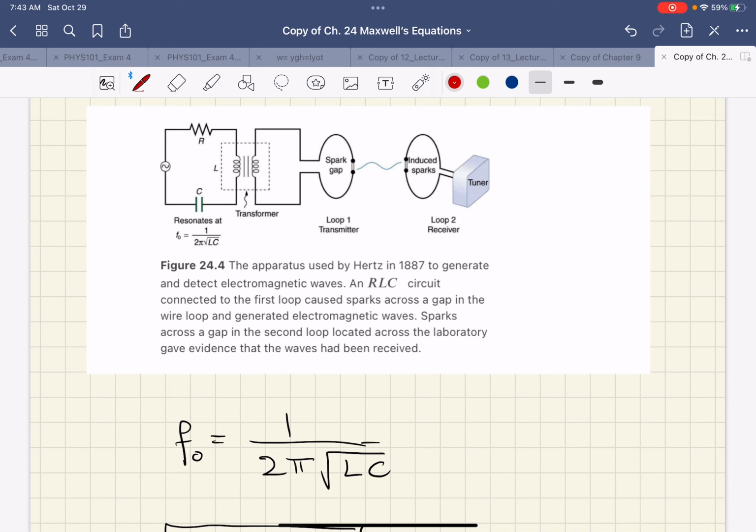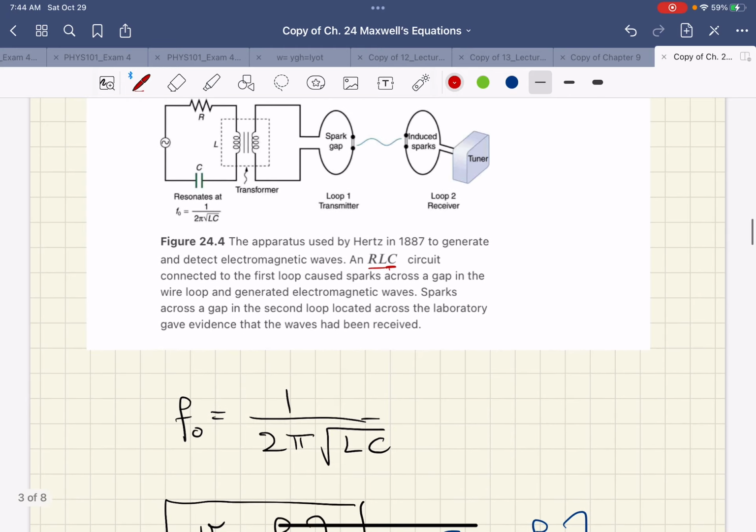And he was able to use this circuit to generate electromagnetic waves. That is an RLC circuit, because it has an inductor, a capacitor, and a resistor, and this caused sparks across a gap in the wire loop, the first one, which is loop 1, and generates electromagnetic waves. The sparks across the gap in the second loop, located across the laboratory, gave evidence that the waves had been received by loop 2.